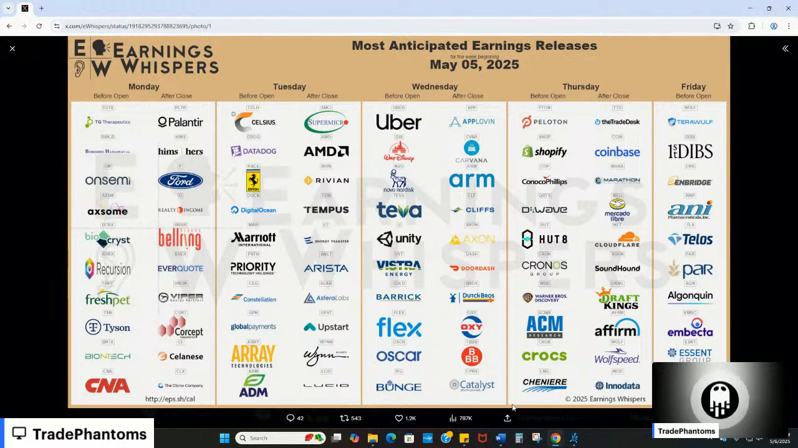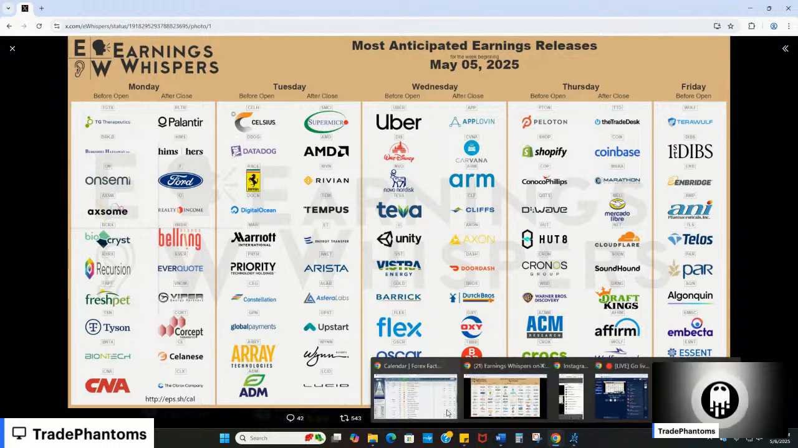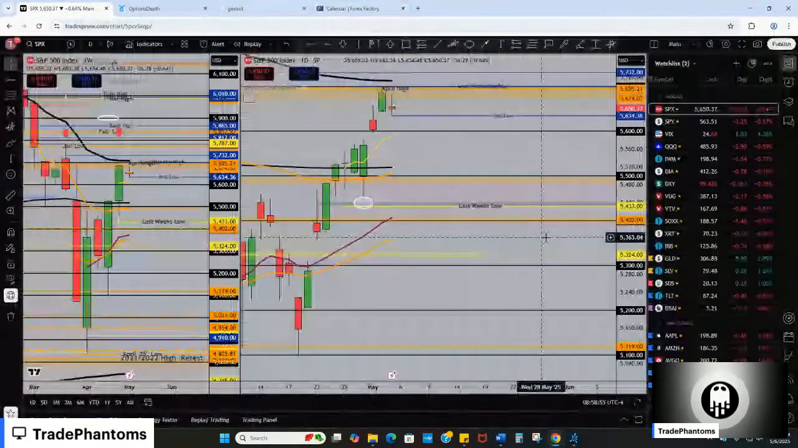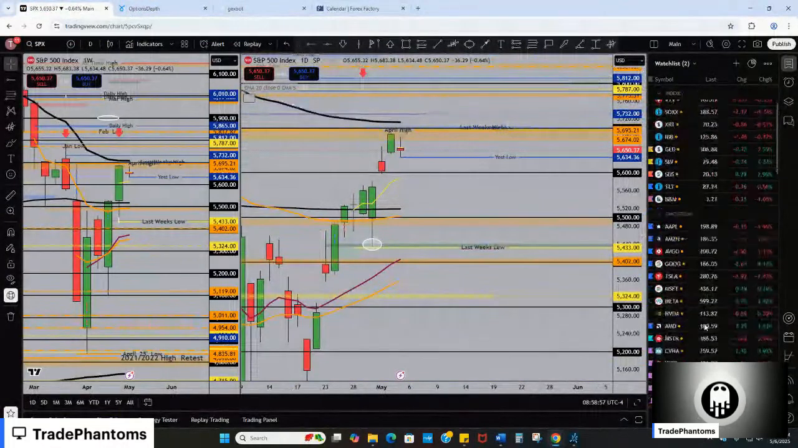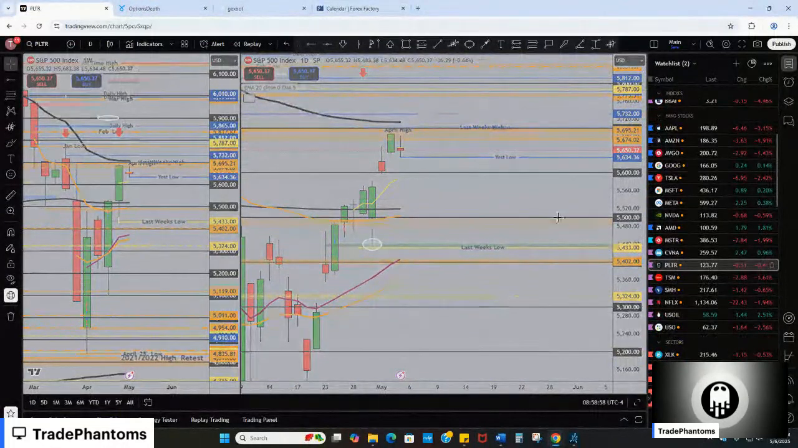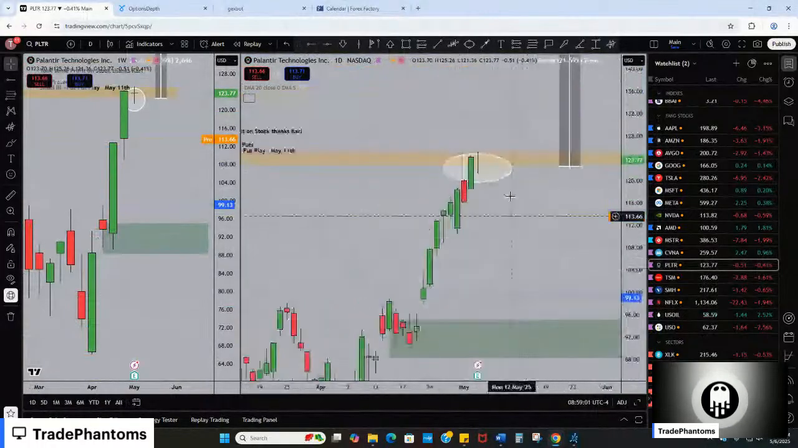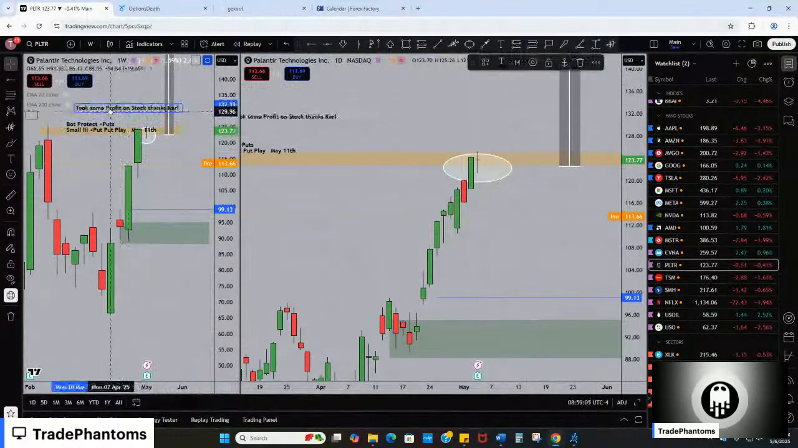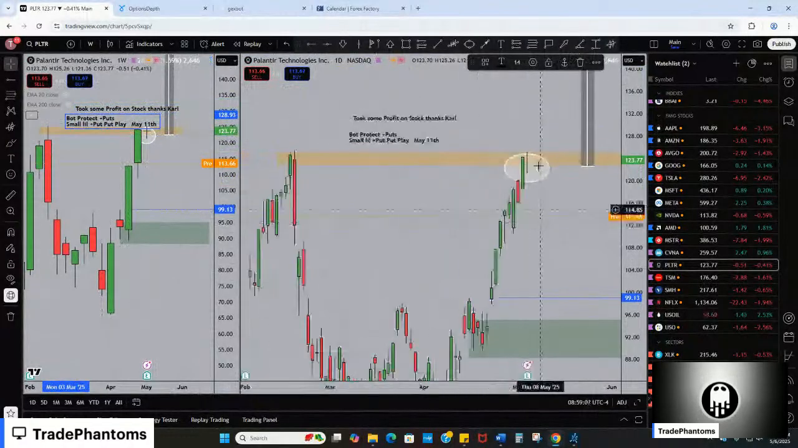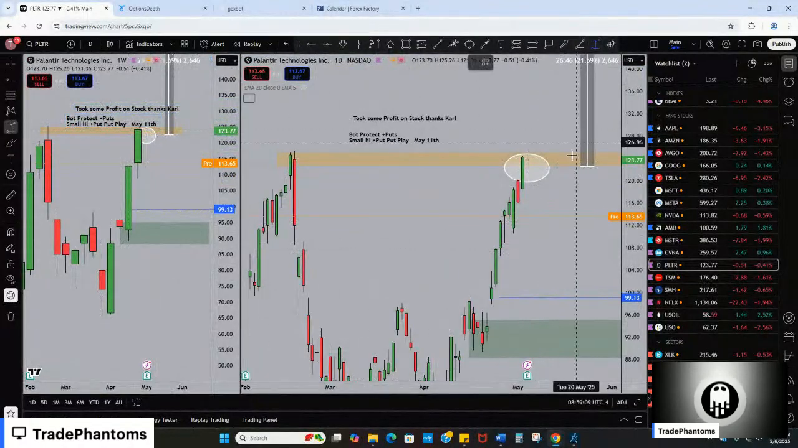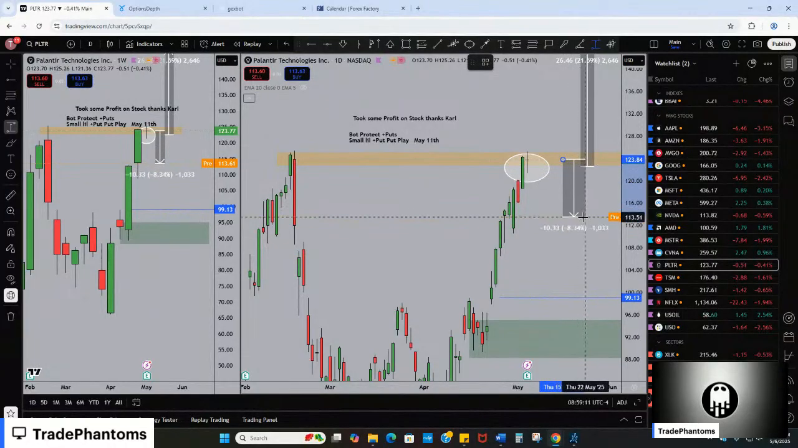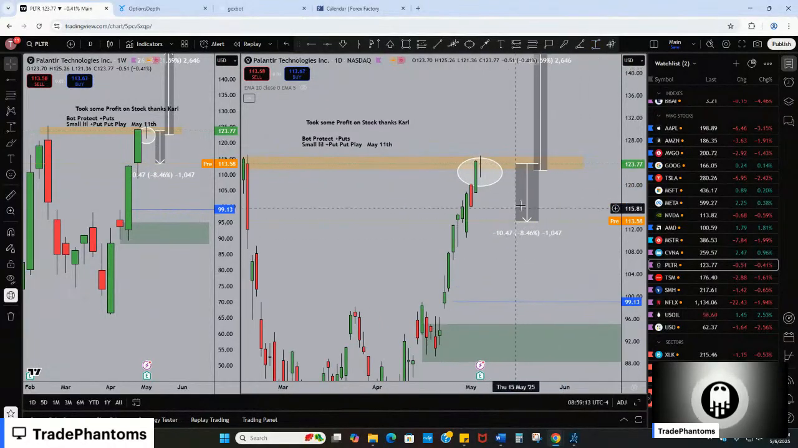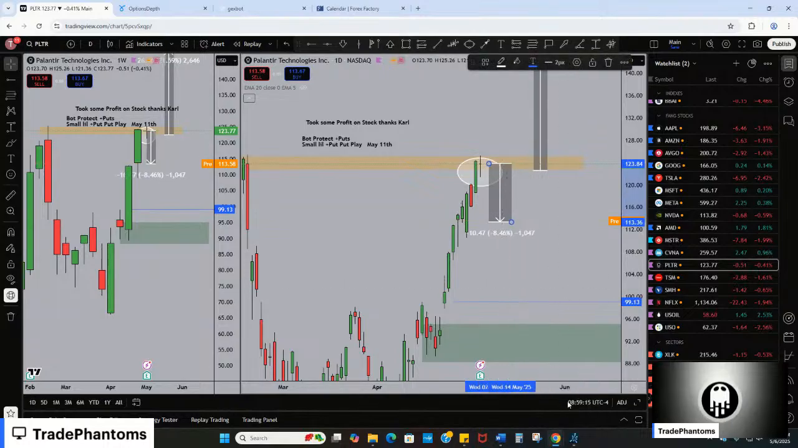Okay, so I did take a position on Palantir yesterday before the close with the group, and it's gapping down, right? We closed here. We had just come up very close to the all-time highs, and right now, as we speak, it's down about 10 points, about 8.5%.